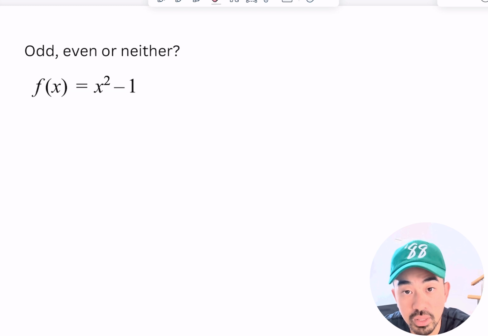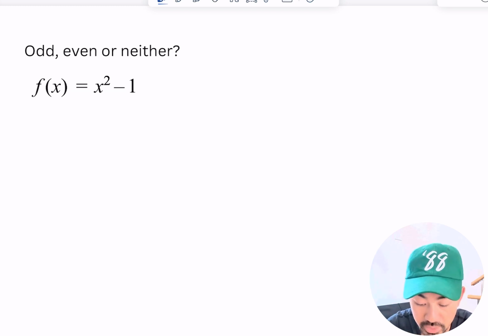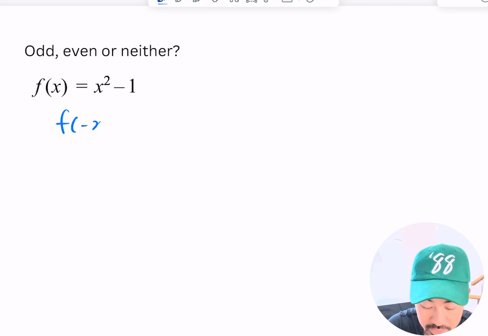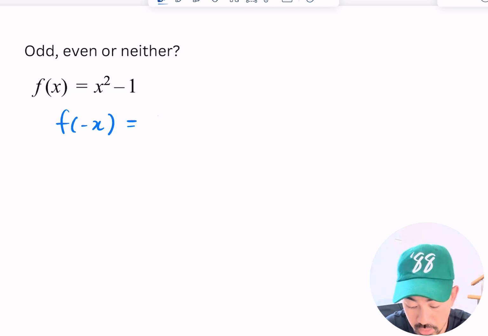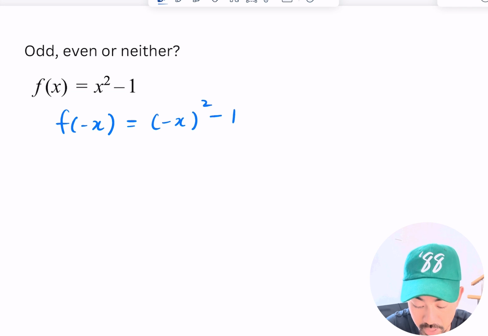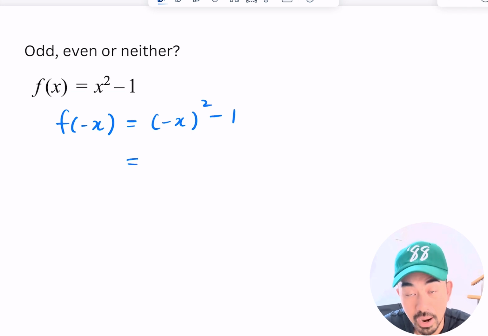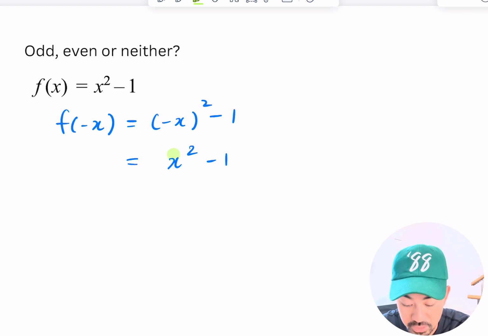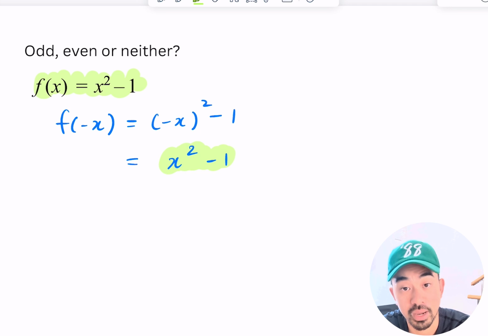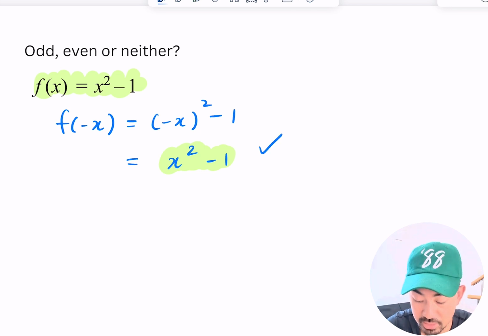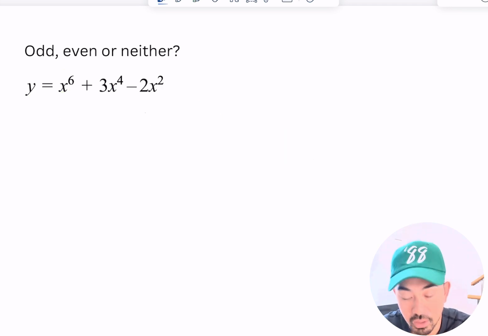Okay, so to test whether this function is odd, even, or neither, f of x is equal to x squared minus 1, what we need to do is substitute minus x into that function. So I'm going to have minus x all squared minus 1. Minus x all squared is just x squared, take away 1. Now the question you ask yourself is, is this function here just exactly the starting function we had here? And if it is, which in this case it is, then it is even. All right, let's try this one.